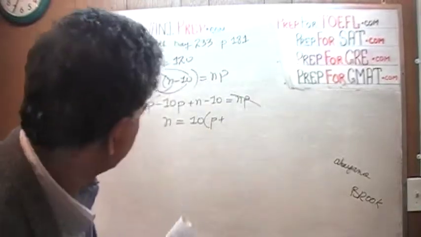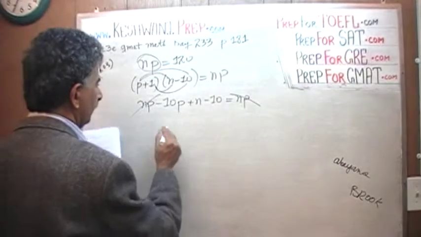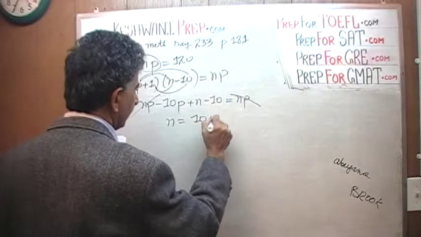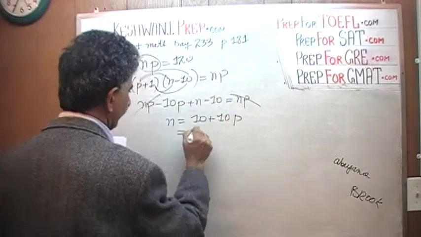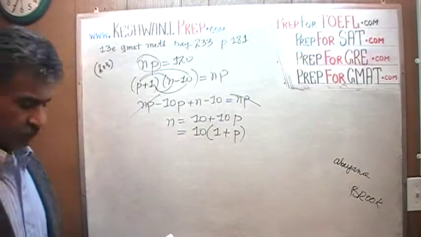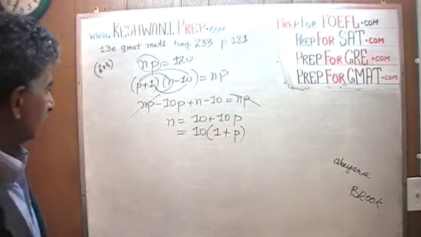let's do the proper way here. I'm skipping a step here, I'm getting confused myself. So n equals, bring the 10 to the other side, bring 10p to the other side, and it's 10 times 1 plus p, which is what I thought it should be. In my notes it says something else. I made a mistake in my notes here. So this is your n.